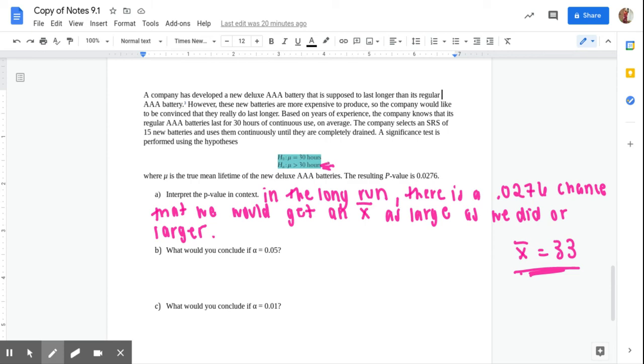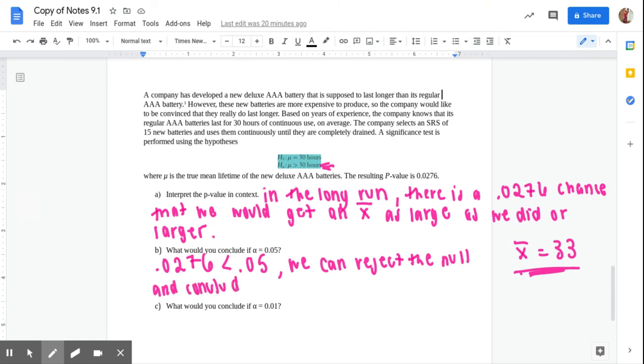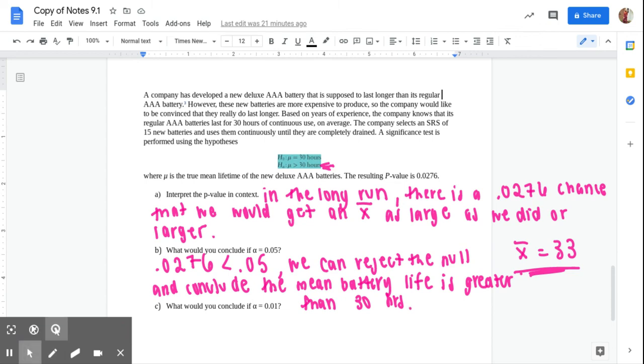So when we conclude, we look at this p-value compared to our alpha levels. So when we look at question B, it says, what would you conclude at alpha level of 0.05? So since 0.0276 is less than 0.05, we can reject the null and conclude the alternative, which is that the mean battery life really is greater than 30 hours. So that's good. This is what we wanted, right? We want evidence for the alternative. We have that here. So we can reject the null and conclude the mean battery life is greater than 30 hours.